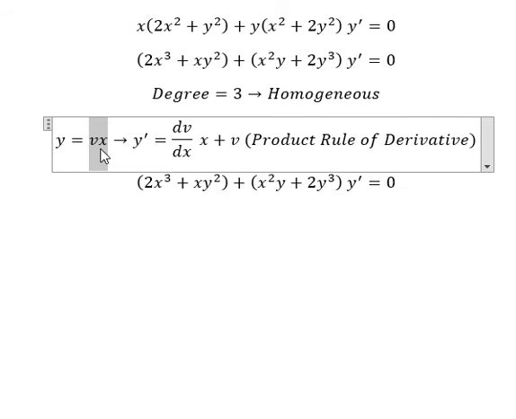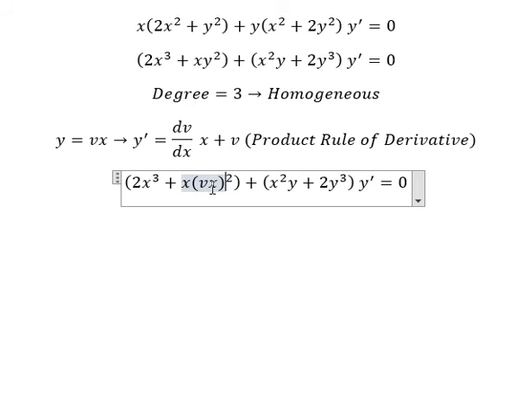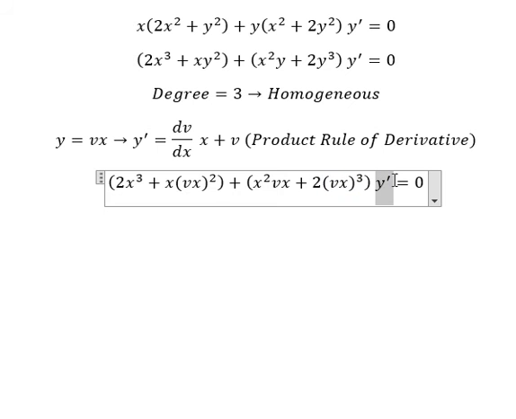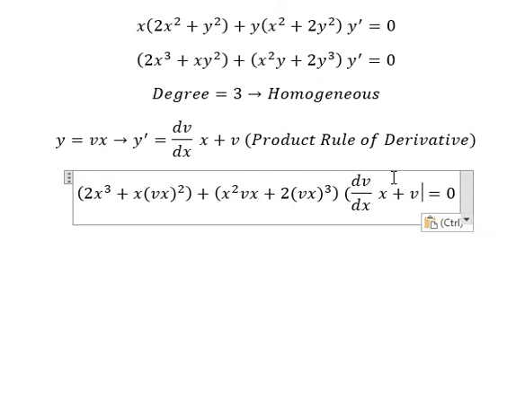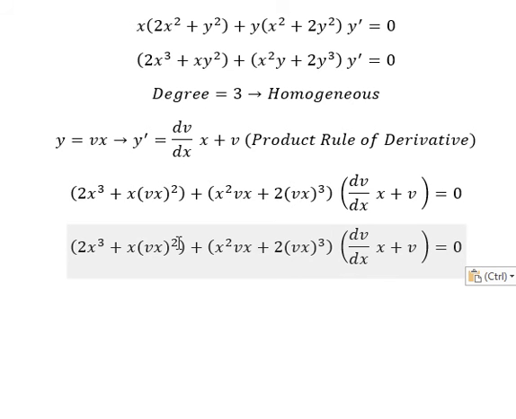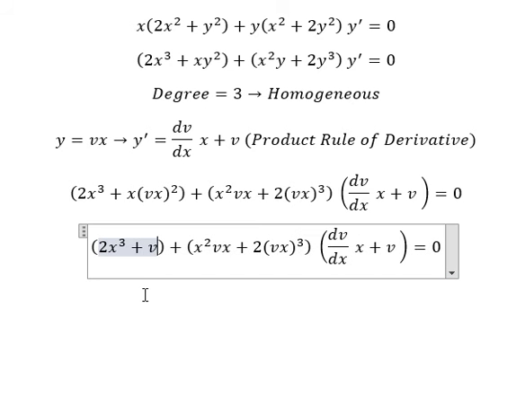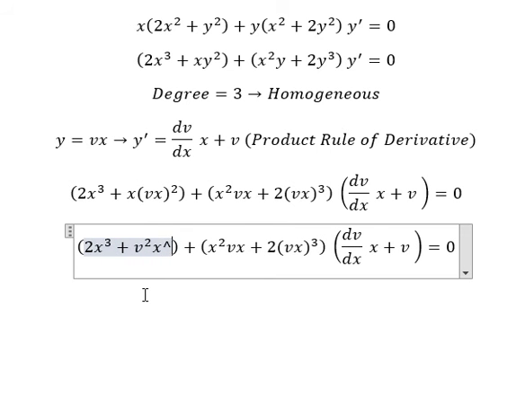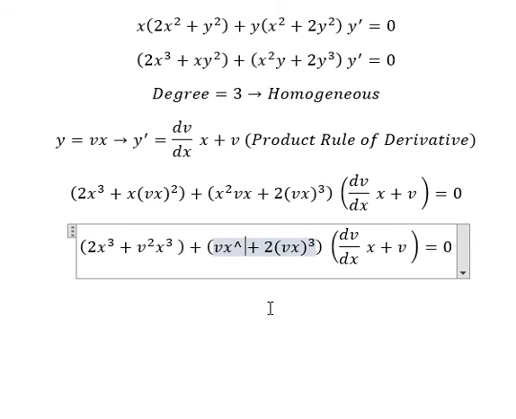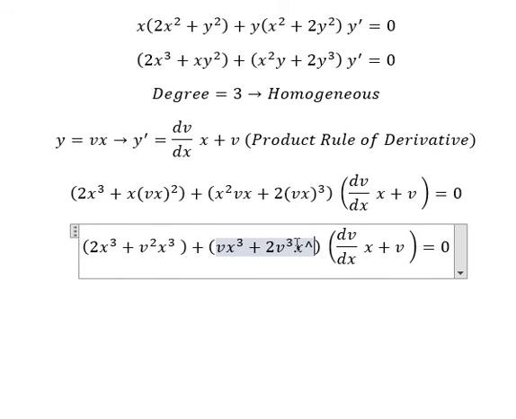Y we change to vx. Similar for this one and this one. This one we change by this one. This one you get v squared x to the power of 3. This one you get vx to the power of 3. This one you get v to the power of 3 x to the power of 3.